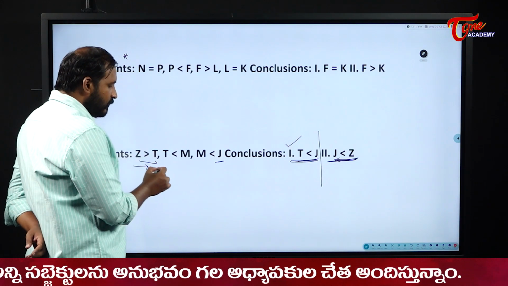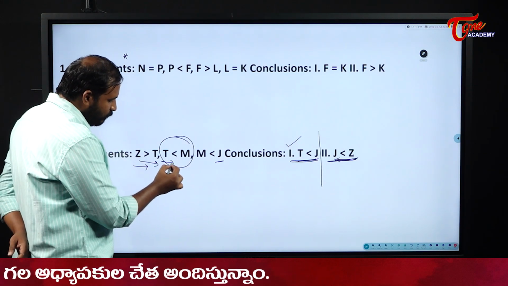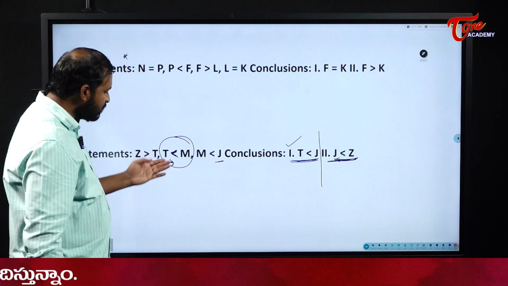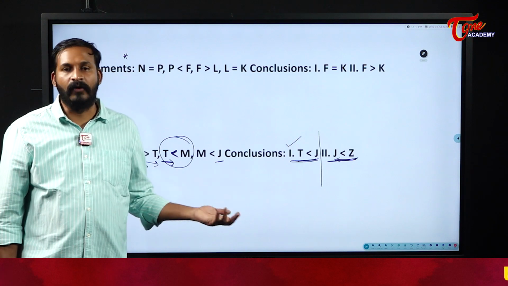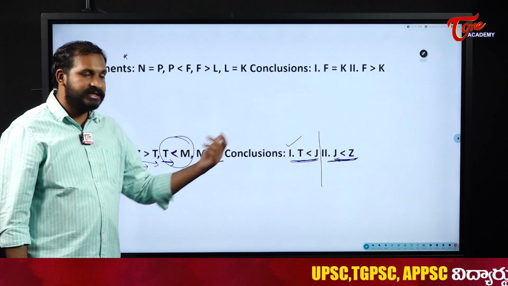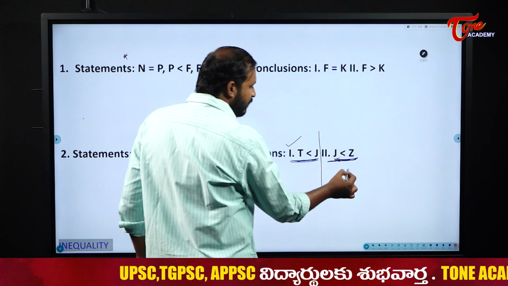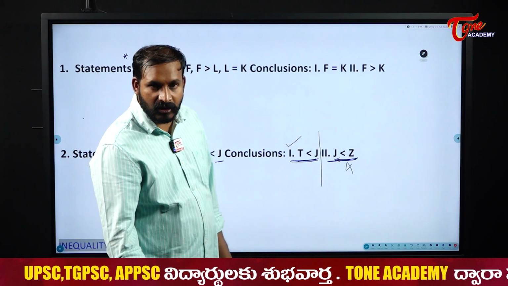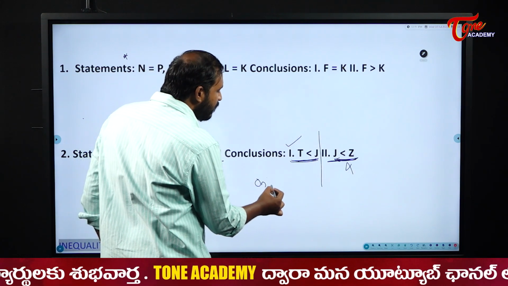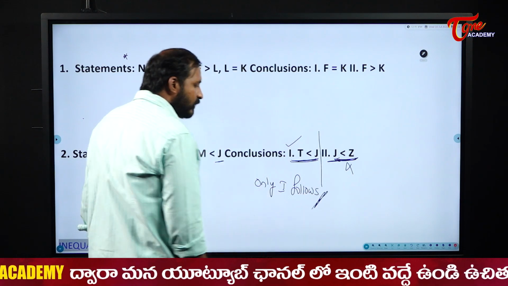Yes, I can go. Is it possible for me to go from T to M? No, right? Why? Because this is a closed gate. If there is a closed gate, I cannot move forward. So can I tell the relation between J and Z? No, I cannot tell. This doesn't mean that it is wrong, I just cannot tell the relation. Because of that reason, we will write our answer as only one follows.